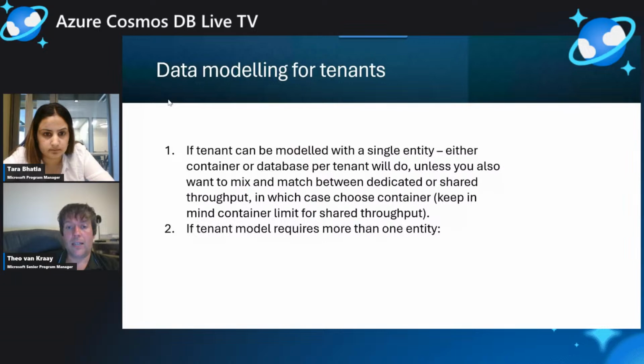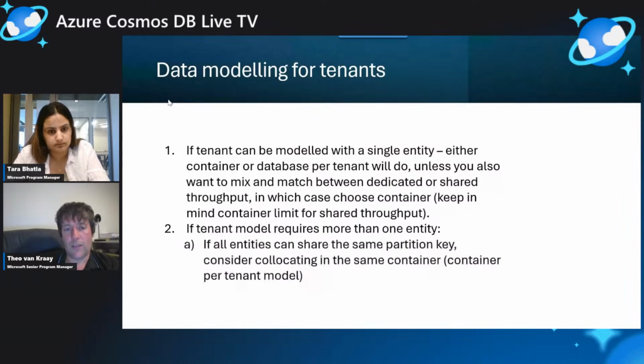If the tenant model needed more than one entity, in other words, like what we showed before, we had order and user, they were sharing the same partition key. So if they did share the same partition key, you can still have it in a container. You don't have to have a database. And I would say consider co-locating in the same container. There are some extra bits, as you saw. You have to write custom queries. You have to filter by the type in order to get the data back that you want. But it might have performance benefits as well. And also, if you want to mix and match, as I already said.